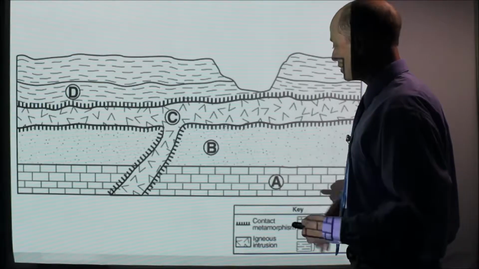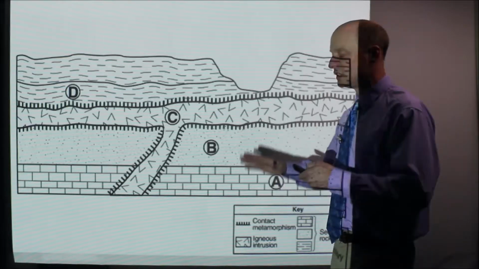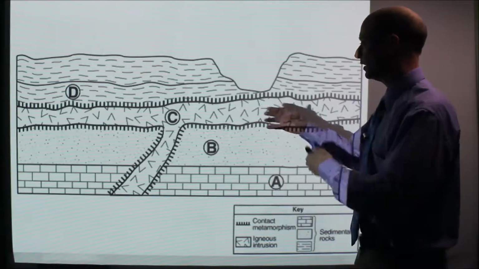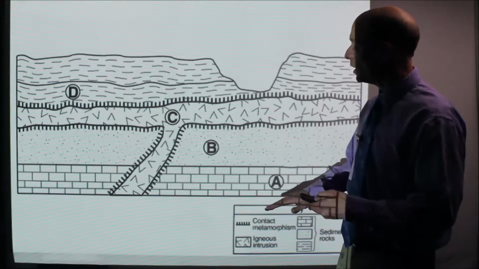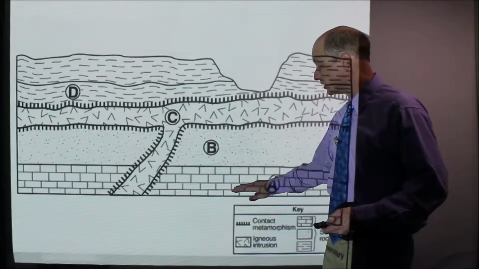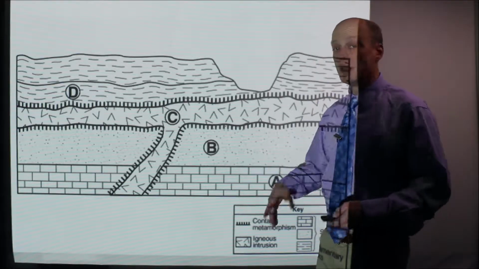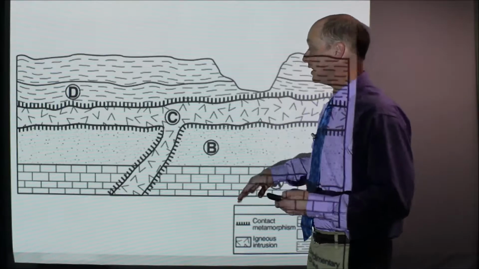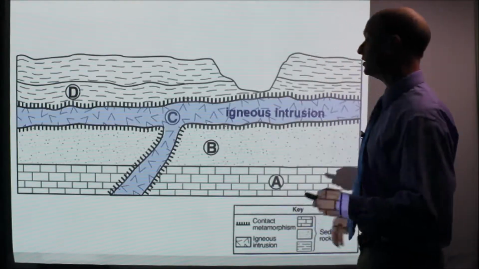So generally, when you look at a cross section like this, it tries to give you a sequence of events: what happened first, what happened second, and the order. So a sedimentary rock's the lowest one. This is the oldest one, and then B. But there's something different here in that C is an igneous intrusion.